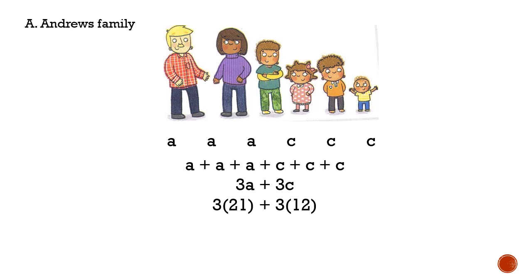So in this problem, we have the parentheses. In this parenthesis, we use the operation multiply. So you multiply 3 times 21 first, and you multiply 3 times 12 first before adding them up. So it's equal to 3 times 21 plus 3 times 12. So 63 plus 36 is equal to 99 pounds.